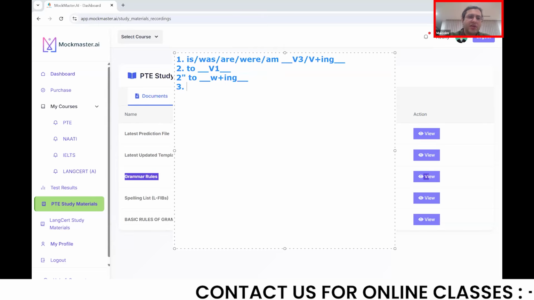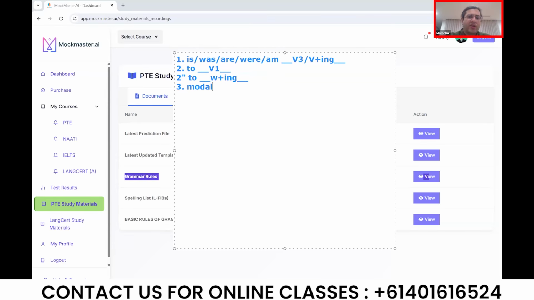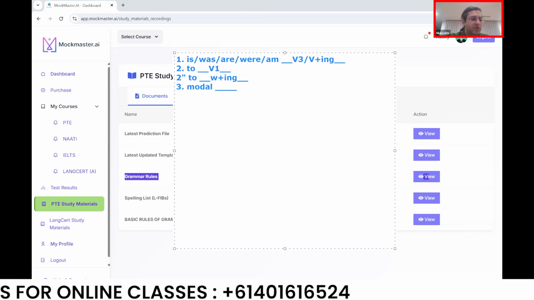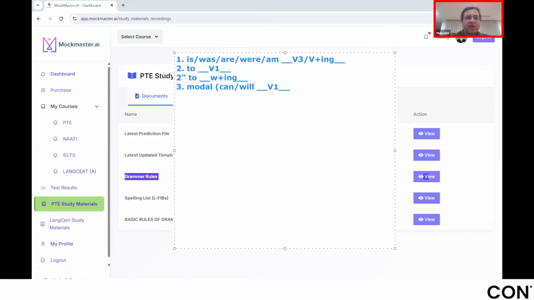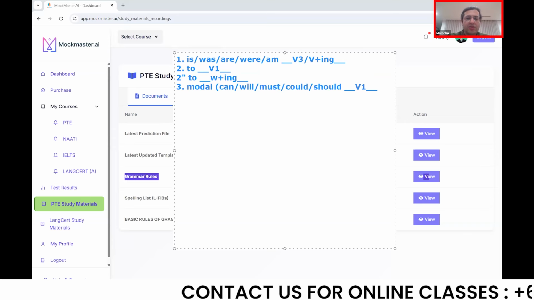The next rule is after a modal, you always have a compulsory rule. You have V1 only. What is a modal? Can, will, must, could, should.